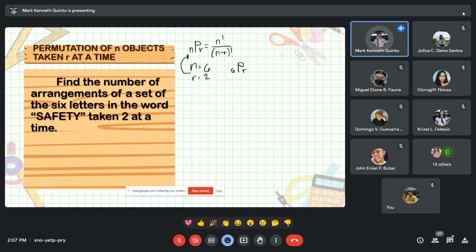So without solving using your scientific calculator, permutation of 6 objects taken 2 at a time pala to. 30. 2 at a time. So what's the answer? 30. Okay, that's correct. The answer is 30. Di ba? Without solving or only using your scientific calculator, we will easily identify the value of permutation. What about this one?